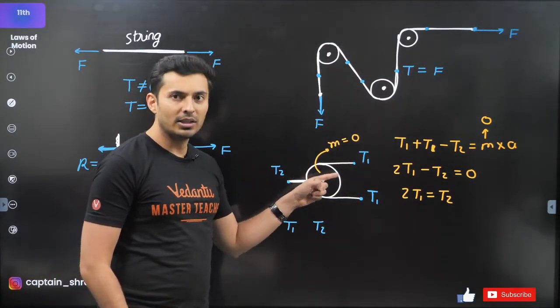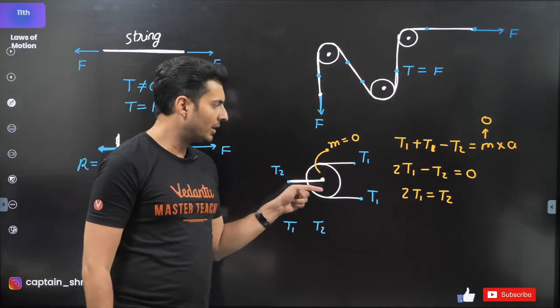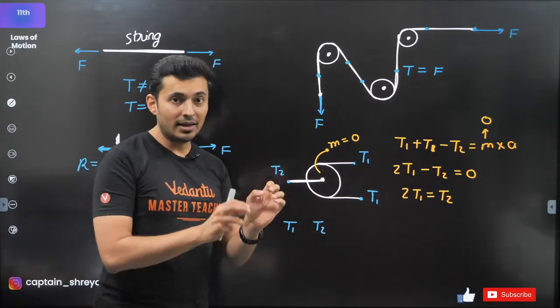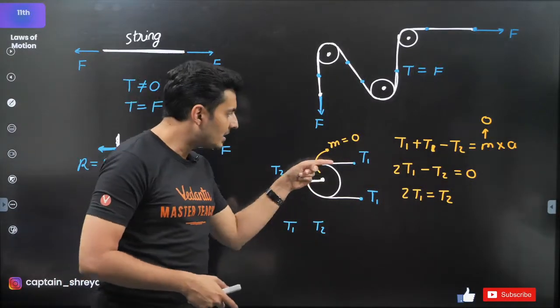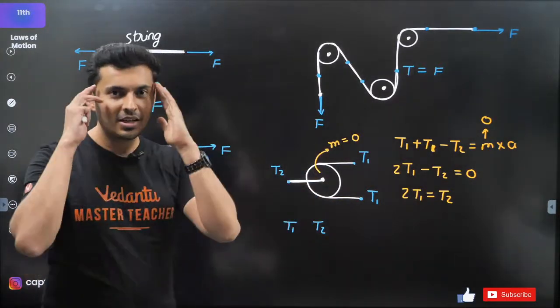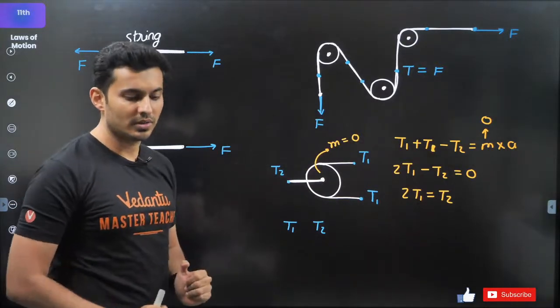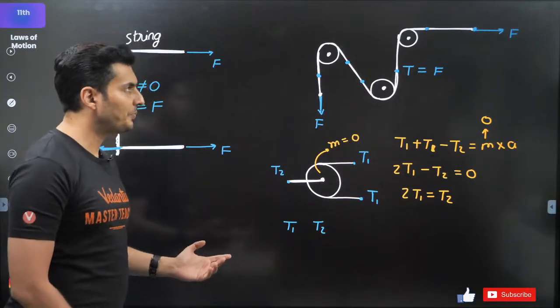So if this is 3 Newton, this is 3 Newton, 3 Newton and 3 Newton will give you 6 Newton over here. So this string has to balance totally 6 Newton if each one of them was 3 Newton. Understood this? Clear? This is how it works. You should know this while solving pulley problems.